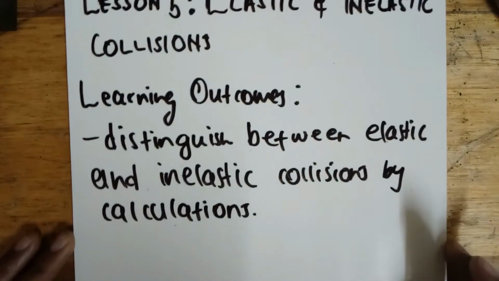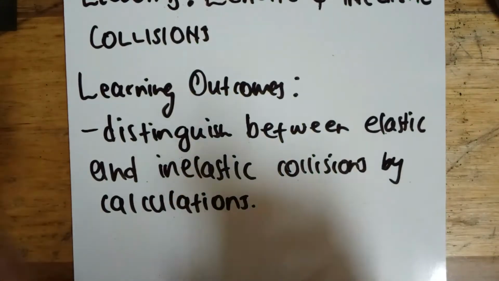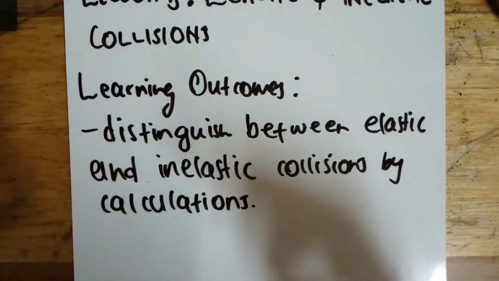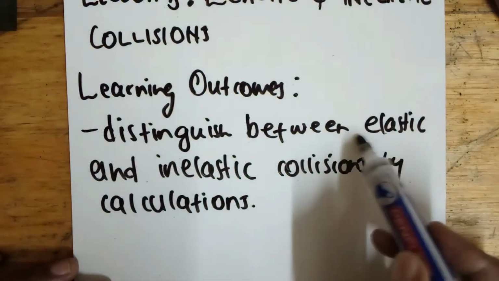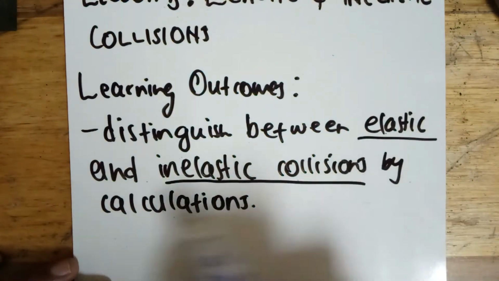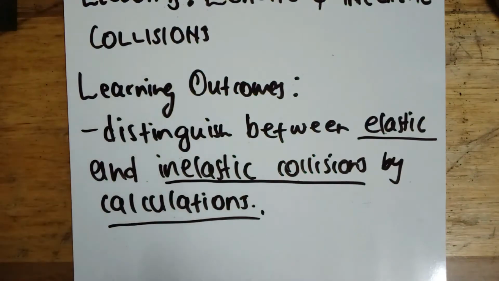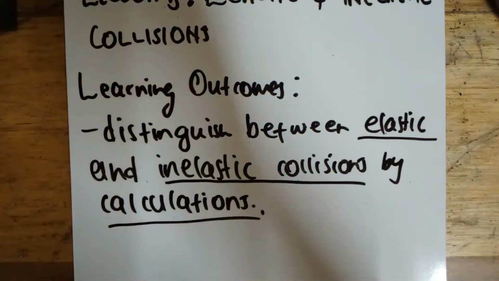Our learning outcome for this lesson is that by the end of this lesson, you should be able to distinguish, to differentiate, to tell the difference between elastic and inelastic collisions by calculations. You will see how we do that later in the lesson.